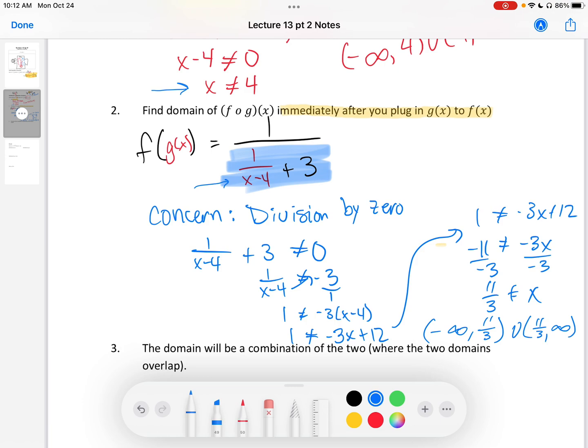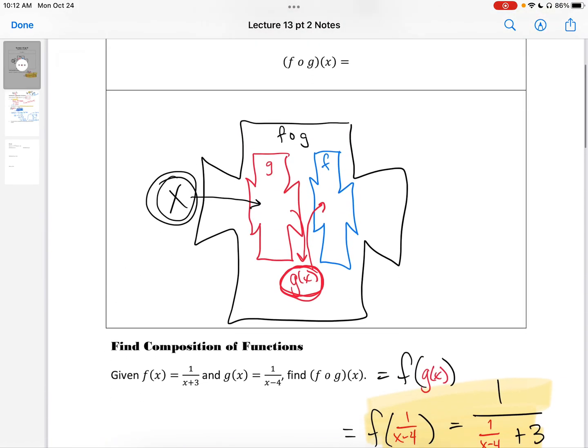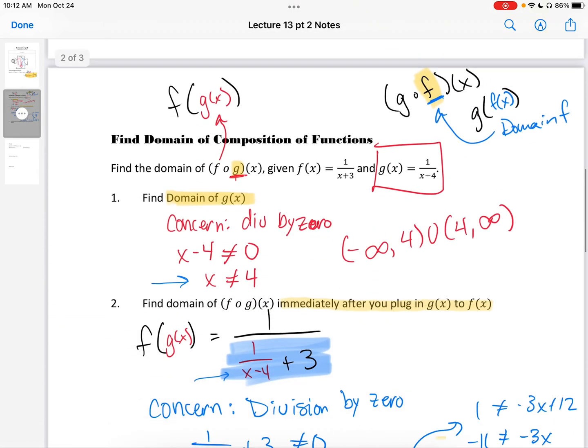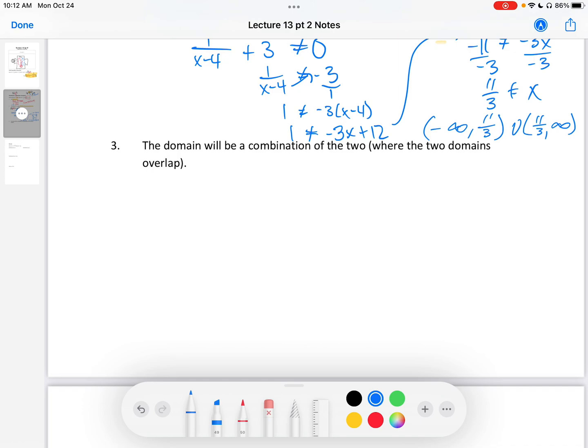Okay, so we have our two cases. And if we go back up to our picture, we're worried about x getting plugged into g. So we checked our domain of g. Then we're worried about g of x getting plugged into f. So we looked at that example where g of x was plugged into f. Now, the last thing you have to do, just like on our operations, is try to find the overlap between these two. So we're just going to need to graph these.